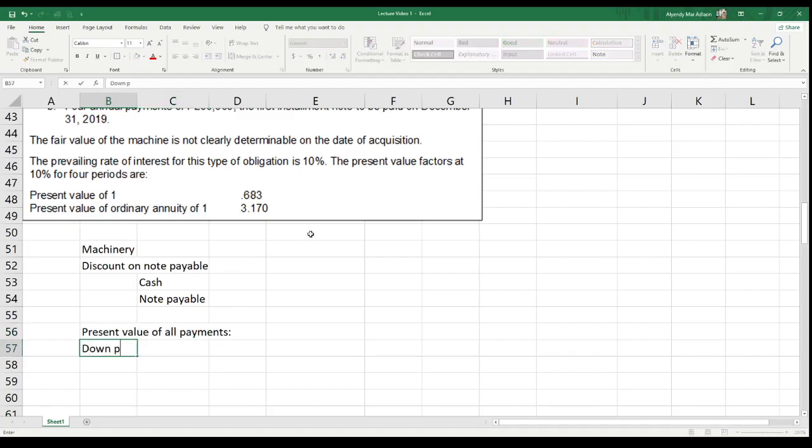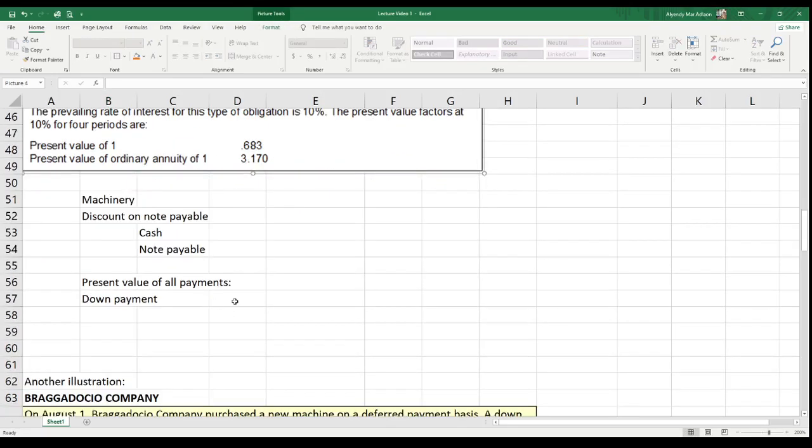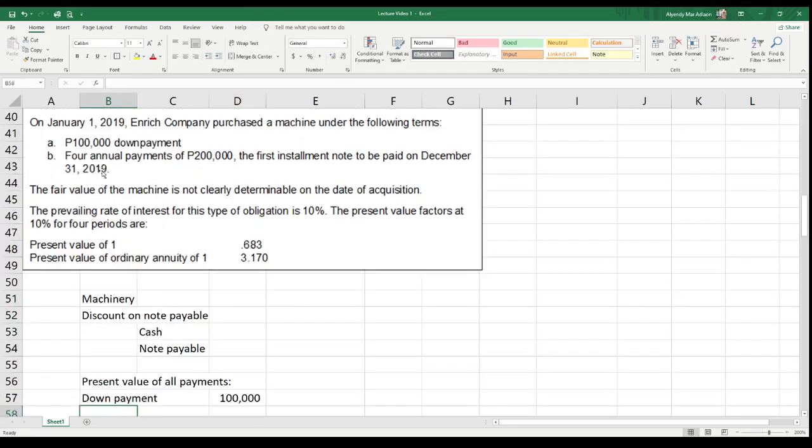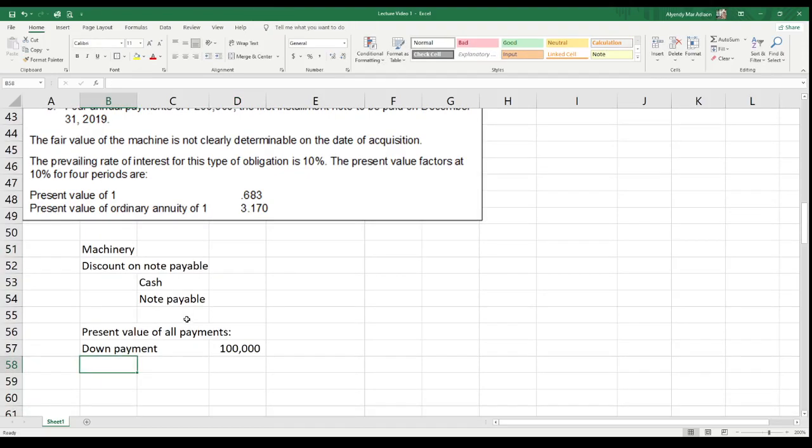So, we will start first with the down payment. How much is the down payment? Accordingly, that is 100,000 pesos. Okay, now how about the second? That is the present value of the note. So how much is the present value of the note?